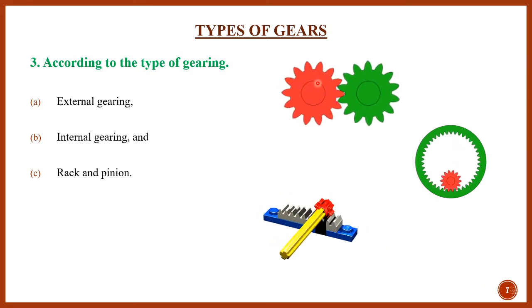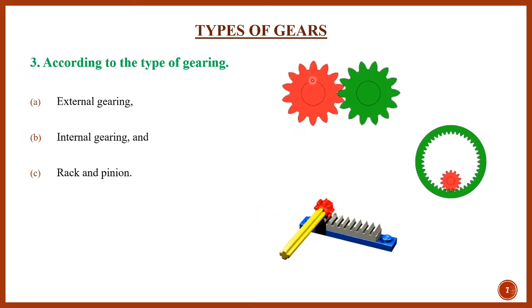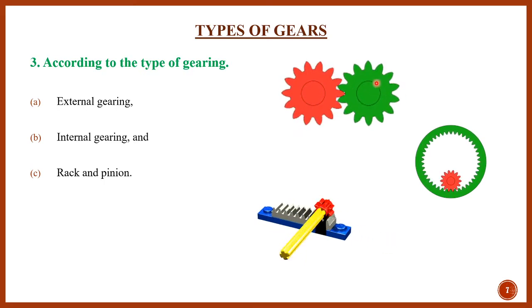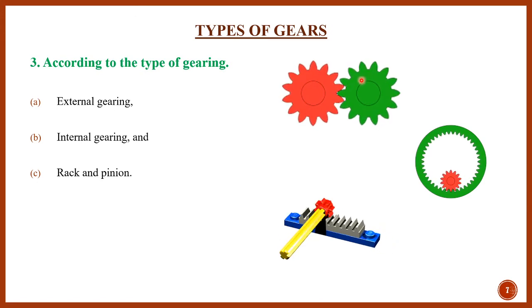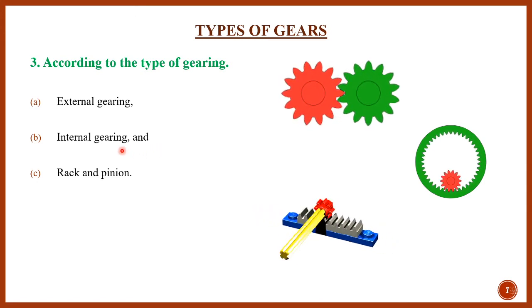In this case, when this gear rotates in the clockwise direction, this gear rotates in the anti-clockwise direction. This is the external gear. Second type, which is the internal gearing.